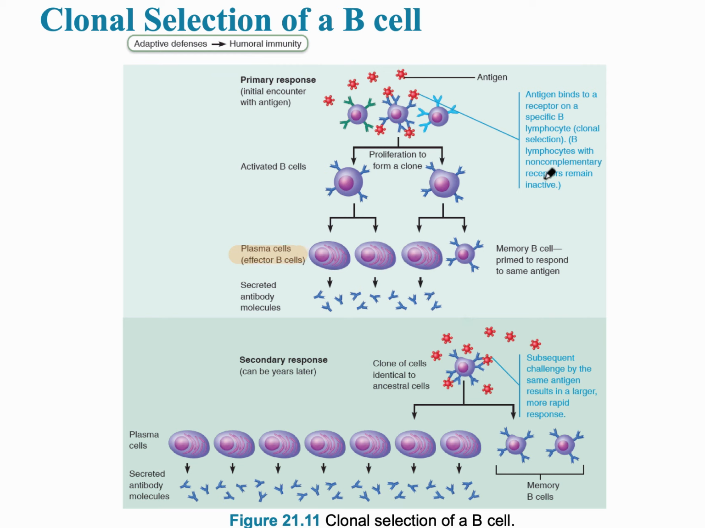I want you to notice that most of the clone cells are going to differentiate into plasma cells. We have 3 in this example, but we also have some clone cells that will become memory B cells. And the memory B cell is going to remember what the original response was to the same antigen. So the next time our immune system confronts this antigen, there's going to be an almost instantaneous, almost immediate response to that antigen.